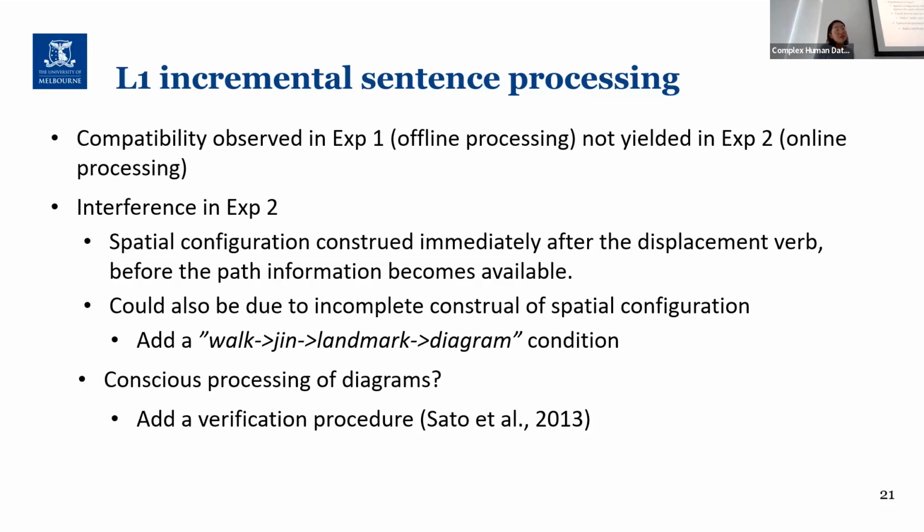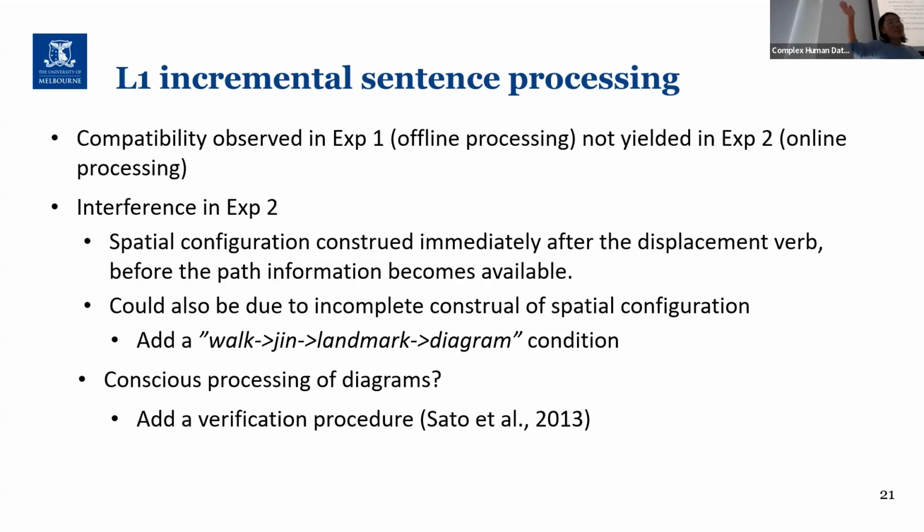And what could be going on here? We're still analyzing the data, so feedback is most welcome. We're thinking that it could be due to incomplete construal of spatial configuration, because even after they see a displacement verb, walk, and the directional verb, into, and the diagram, they haven't seen the landmark. So we basically give them the trajectory, which is the head noun, and then the manner of the verb and the direction of the path of the verb, and that's it.